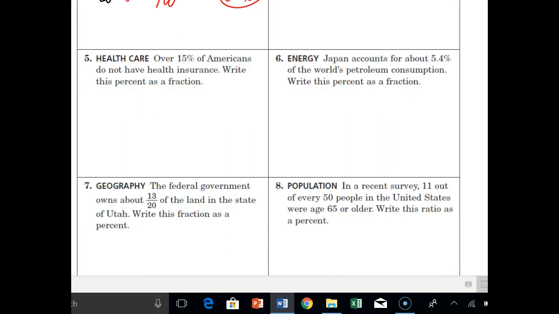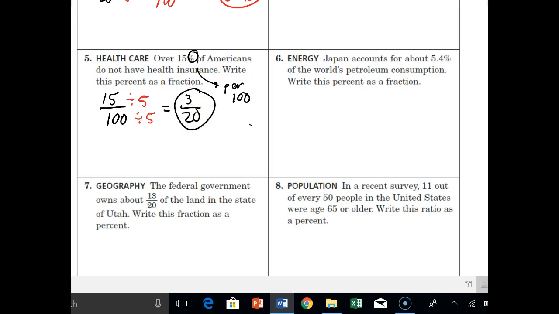Healthcare, over 15% of Americans do not have health insurance. Write this percent as a fraction. So 15, remember, percent is per 100. Per 100, so it's just going to be 15 over 100. And then you're simplifying. You're dividing by the biggest factor they have in common, which is 5. And you get 3 over 20 using your reference sheet, hopefully. Oh, sorry. Let's write that a little bit cleaner.